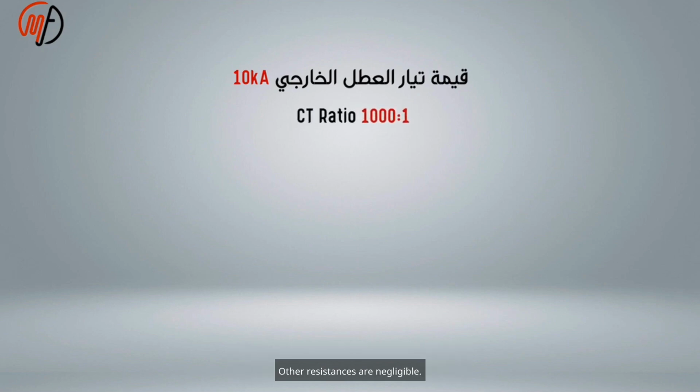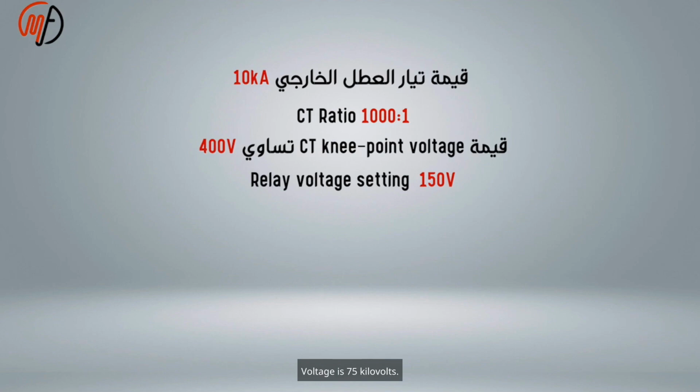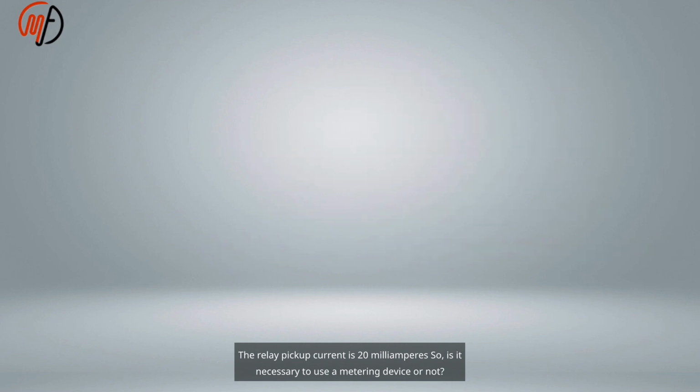Other resistances are negligible. Voltage equals I secondary times relay resistance, where I secondary is 10 kiloamperes over the CT ratio 1000:1, times 7500 ohms. Voltage is 75 kilovolts. The relay pickup current is 20 milliamperes. So, is it necessary to use a metering device or not?